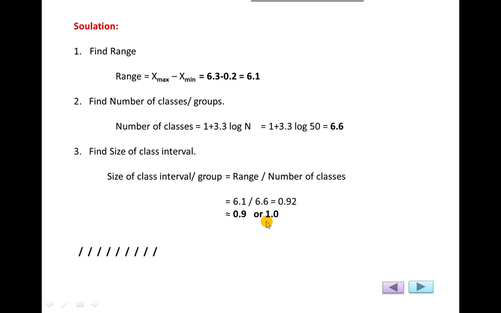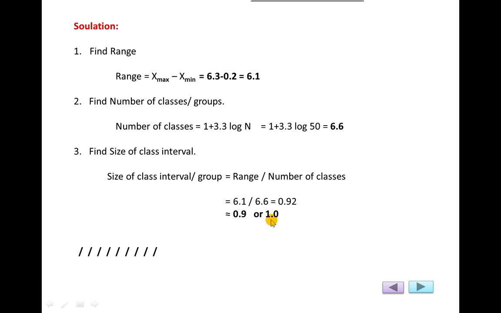But the format of the data is up to 1 fractional value. So we will take 1.0. If you take 1, this will be wrong. You know that 1 and 1.0 are 100% the same in mathematics. So why do we take 1.0?